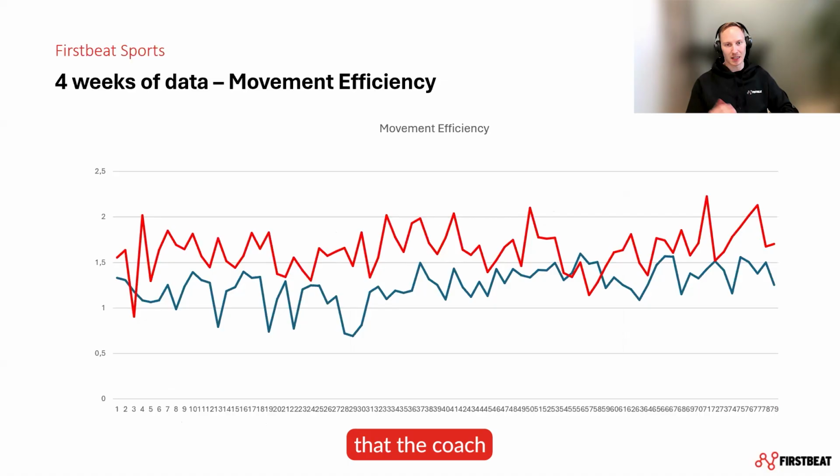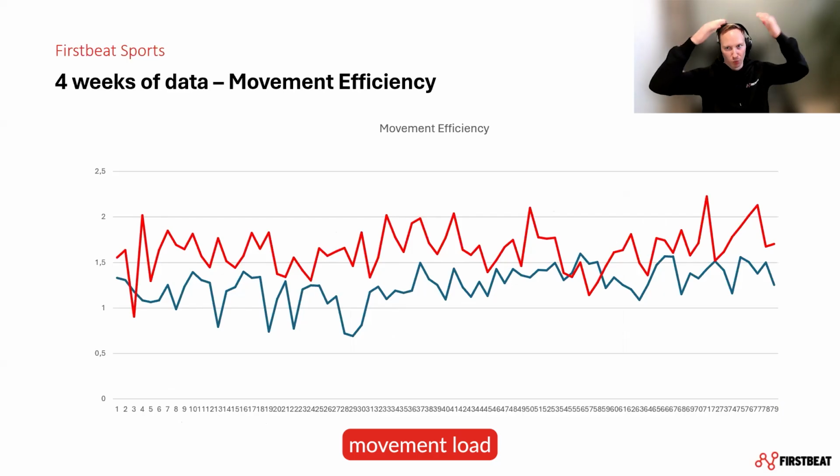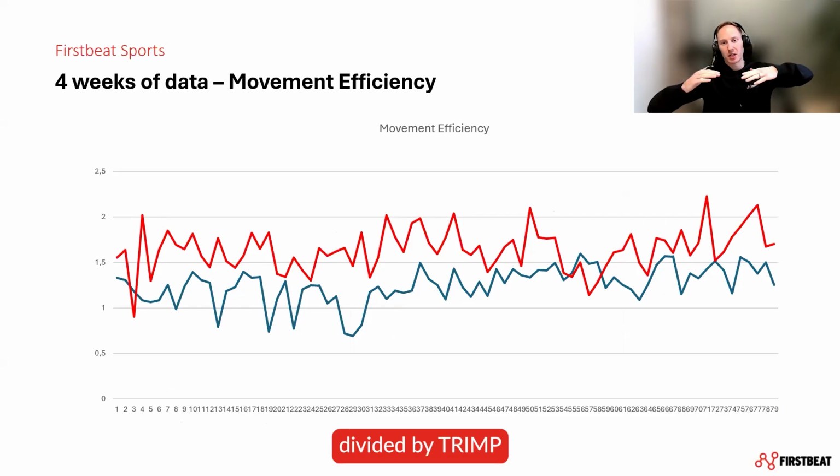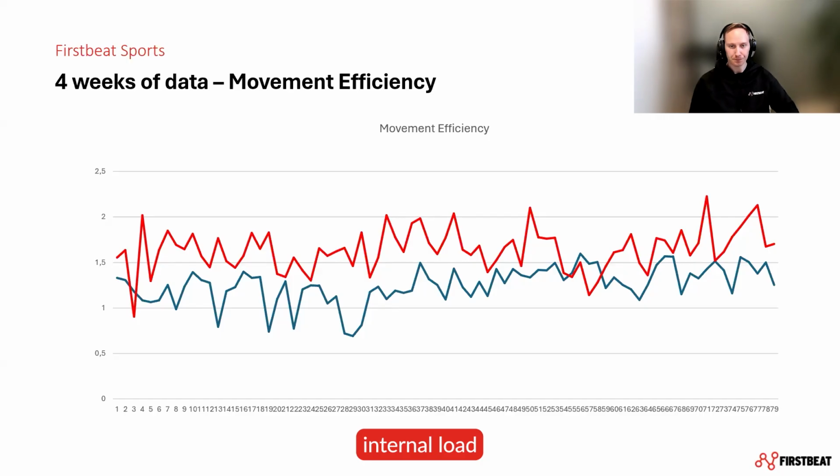Another thing that the coach looks at is movement efficiency. Movement efficiency is movement load divided by TRIMP, external load divided by internal load. And the trend stays the same. The red athlete, athlete A, has higher movement efficiency, better results than athlete B in all of the sessions recorded during that 4-week time period.